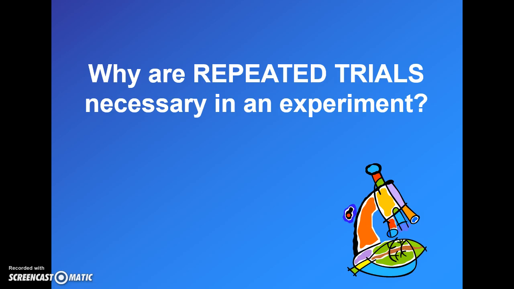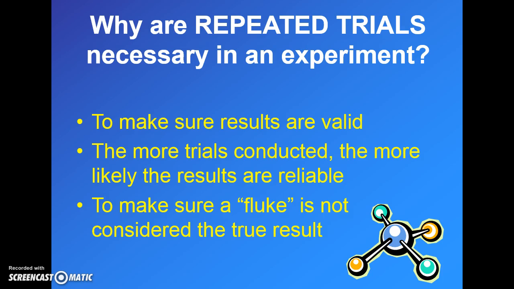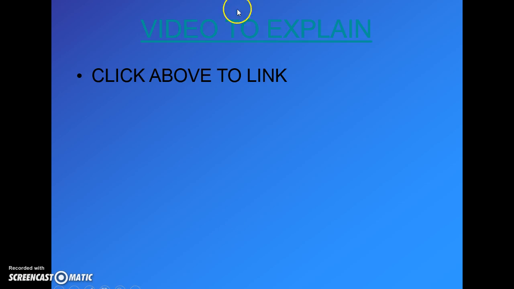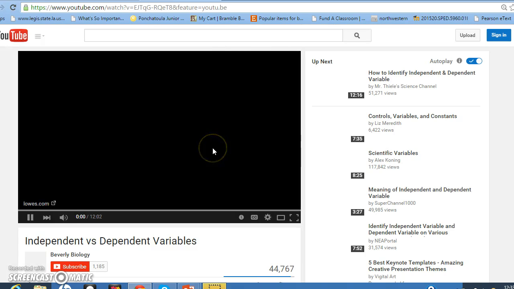When experiments are done, they need to basically make sure their data is correct. So they repeat the trials. Why are these repeated trials necessary? To make sure the results are valid. The more trials that are conducted, the more likely the results are valid. And to make sure we don't have a fluke, okay, in our experiment, it is not considered a true result. Let's take a look at a video that helps us explain a little bit more about experiments.